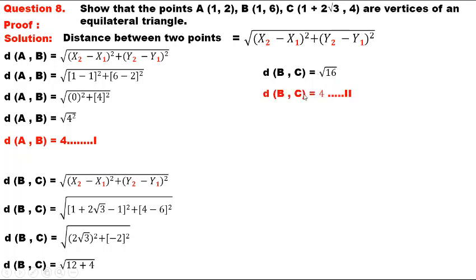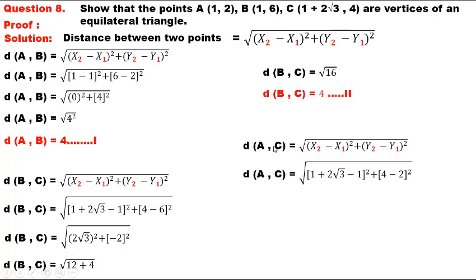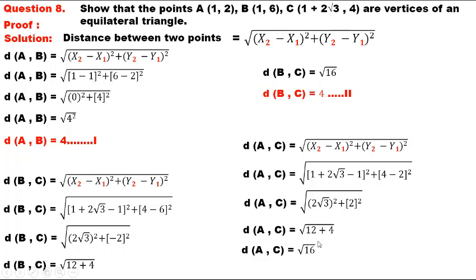Distance between A and C is equal to under root of (1 plus 2 root 3 minus 1) square plus (4 minus 2) square, which is under root of (2 root 3) square plus 2 square. Therefore, distance between A and C is equal to under root of 12 plus 4, which is equal to under root of 16. So distance between A and C is equal to 4.